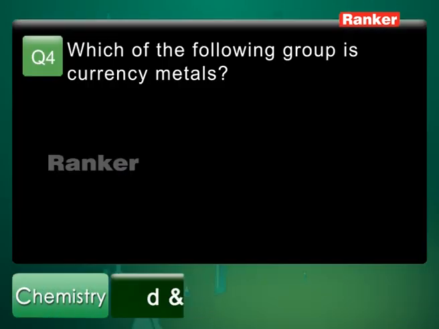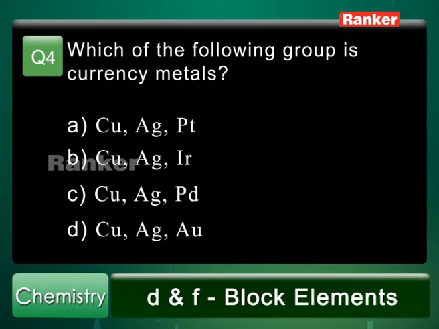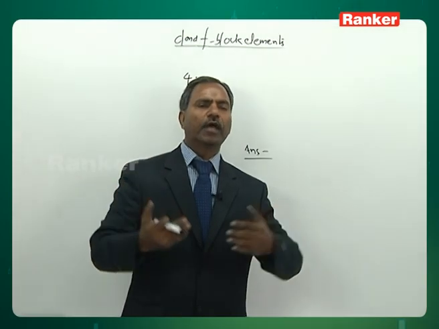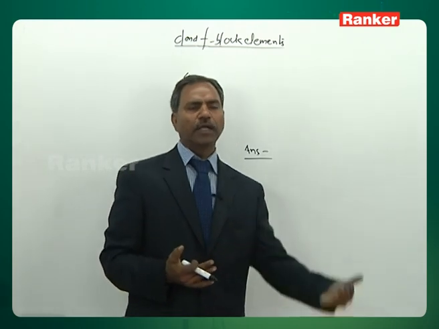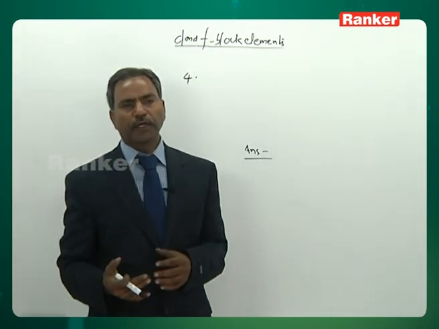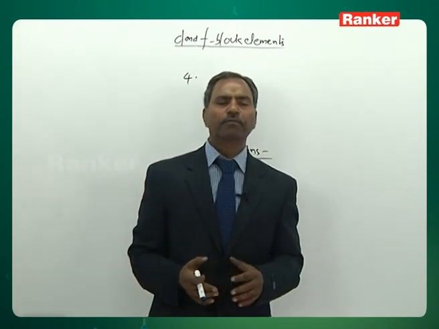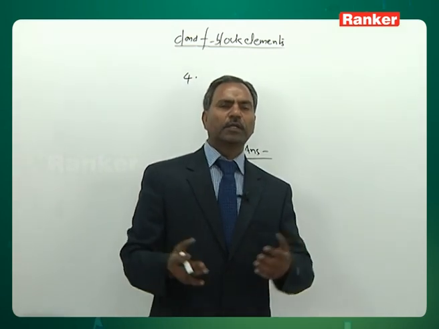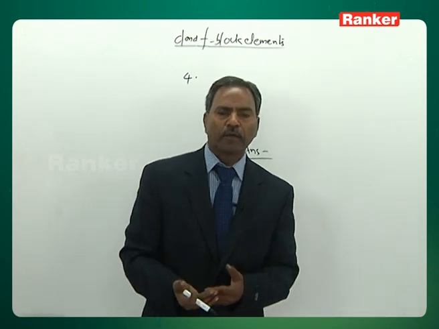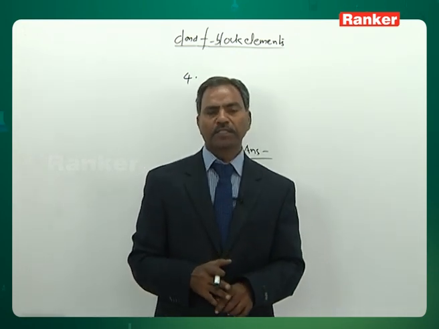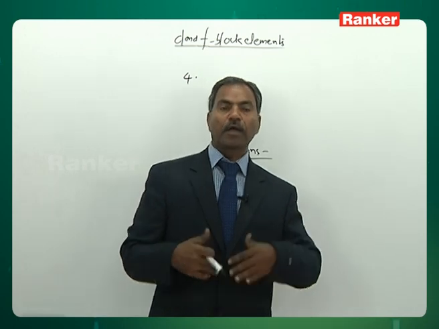Which of the following groups is currency metals? You might know this. Among d-block elements, Cu, Ag and Au are generally used in the manufacture of different types of coins. In olden days also, these three metals were much involved in the preparation of coins. Therefore, these metals are commonly known as currency metals or coinage metals.